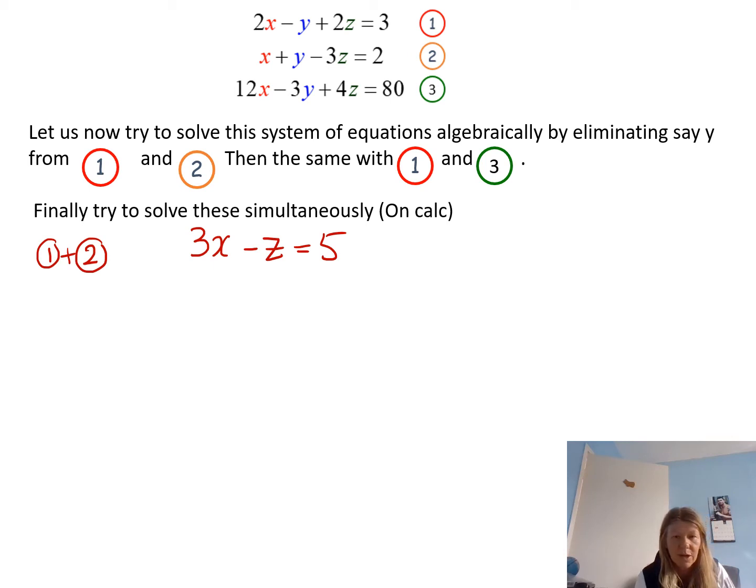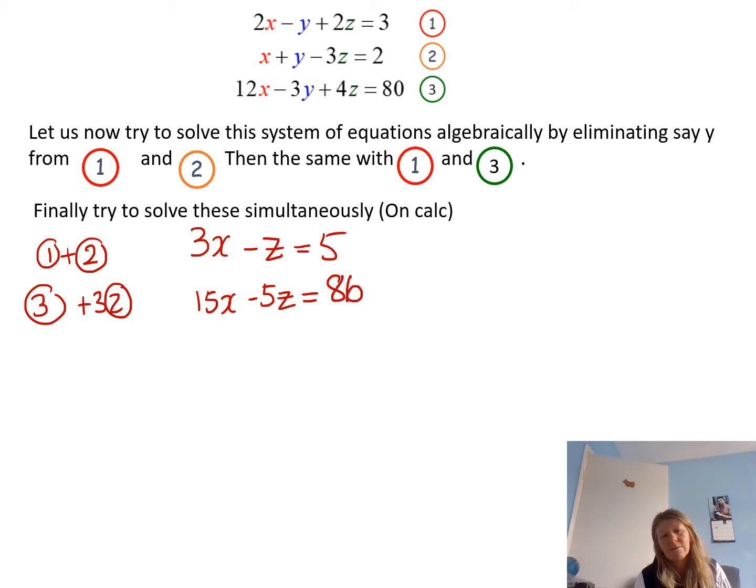And if we do the same with the other one, now we're doing equation 3 plus 3 lots of equation 2. And what we end up with this time, we're slightly different on the constant: 15x minus 5z equals 86. Right, solve those on the calculator.